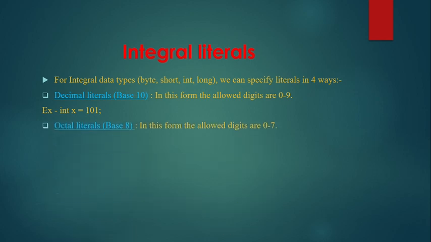Second one is octal literal. The literal which has base 8, in which allowed digits are 0 to 7, is known as an octal literal. The octal literal should be prefixed with 0. For example, int x = 0146. Here 146 is the actual number and 0 determines that it is an octal literal.